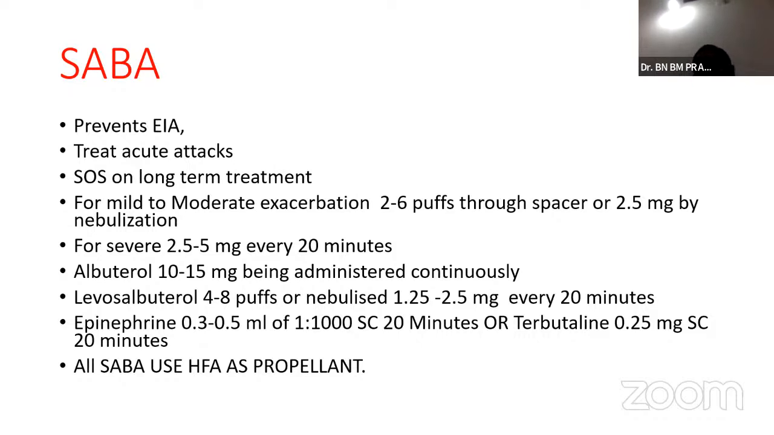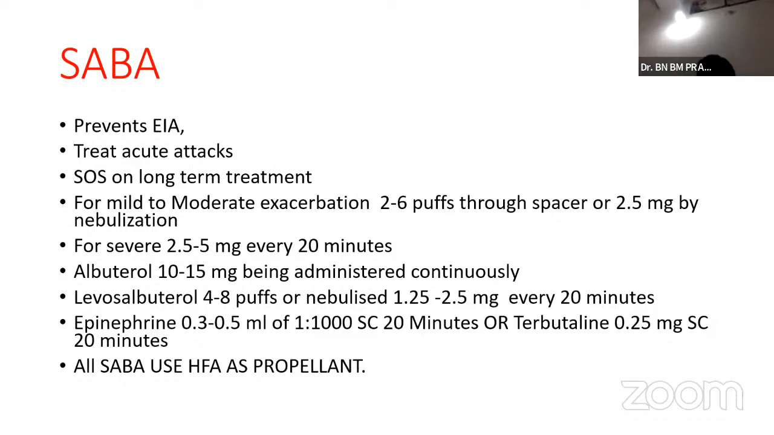You can also give albuterol, 10 to 15 milligrams administered continuously. Levosalbutamol puffs, as I told you, can be 4 to 8 puffs, or it can be nebulized every 20 minutes. In some refractory cases, you can also use epinephrine, 0.3 to 0.5 ml, 1:1000 dilution subcutaneously, and you can repeat it after 20 minutes. Or you can use terbutaline, 0.25 milligrams subcutaneously, and you can repeat it after 20 minutes.